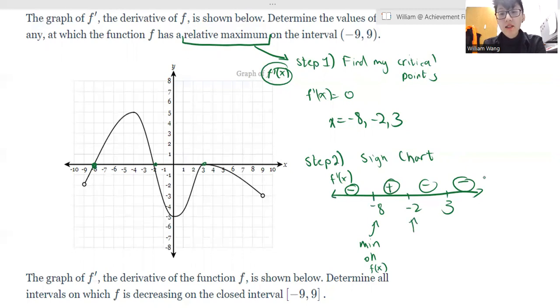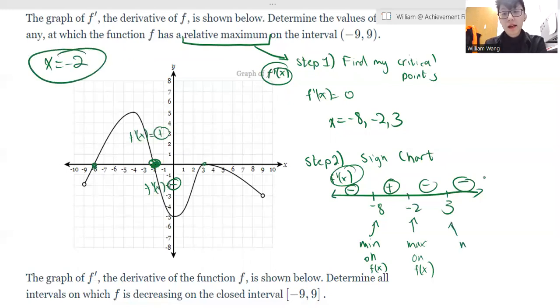However, when I go from positive to negative, my derivative goes from positive to negative. That means it's a maximum on f of x, right? So my maximum occurs here, right? Because my derivative, f prime of x, goes from positive to negative, right? So my answer, final answer, is going to be x equals -2.